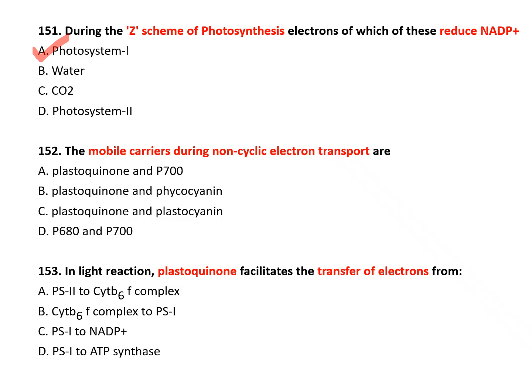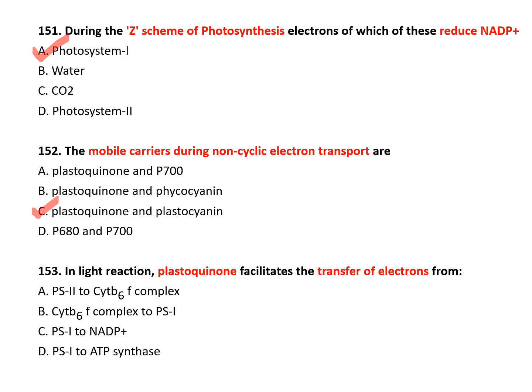The next question, number 152. The mobile carriers during non-cyclic electron transfer are: option A, plastoquinone and P700; option B, plastoquinone and plastocyanin; option C, plastoquinone and plastocyanin; option D, P680 and P700. The correct answer is option C, plastoquinone and plastocyanin.